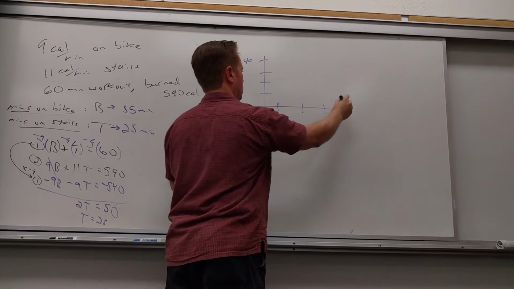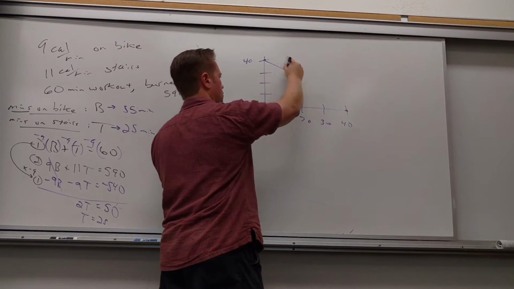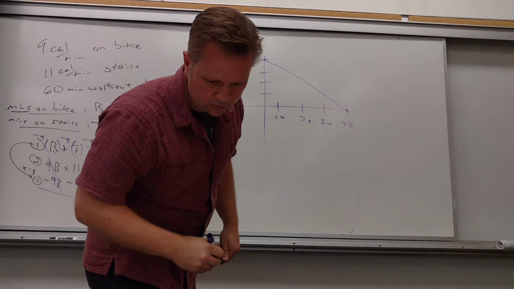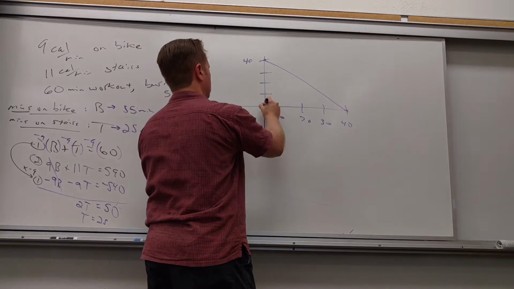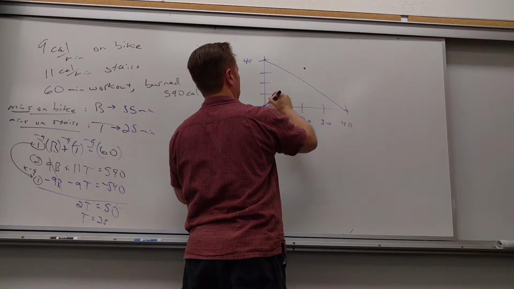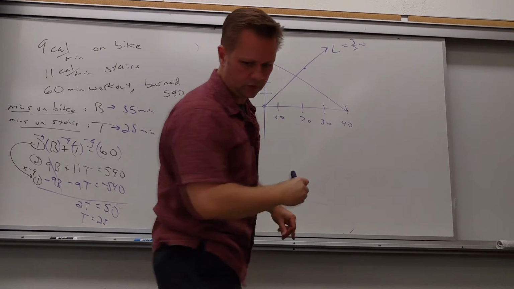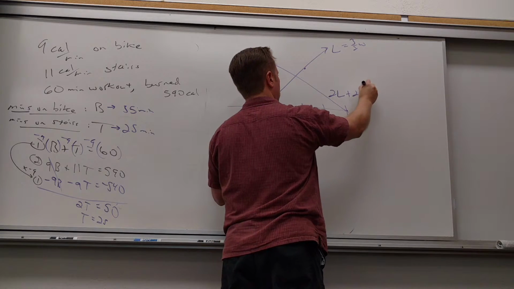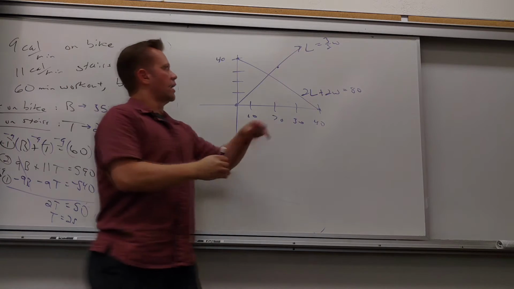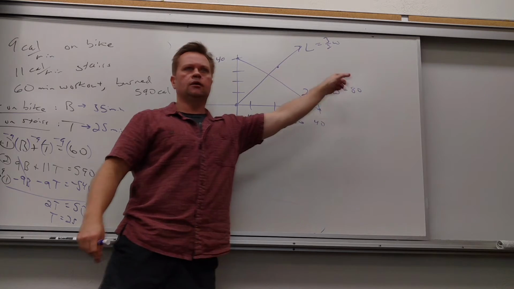40. 40. And let's see, 0 and 20, 30. So this is L is 3/2 W, and this one is 2L plus 2W equals 80. So they told me that the length is 3/2 the width, and the perimeter is 80.